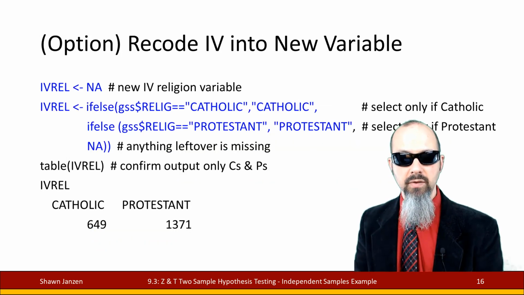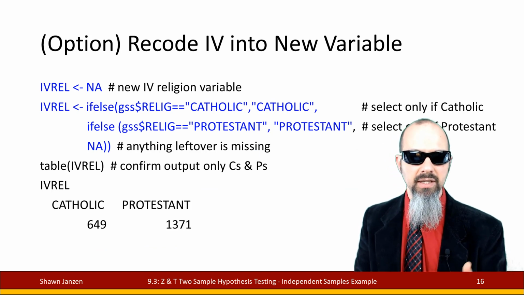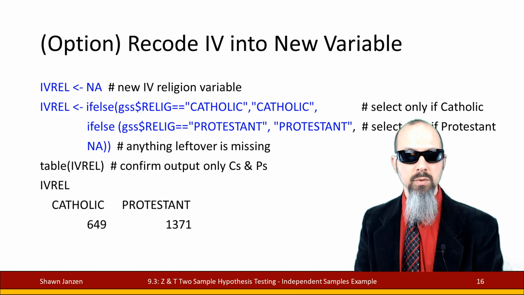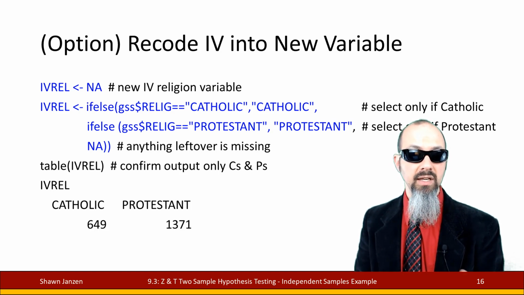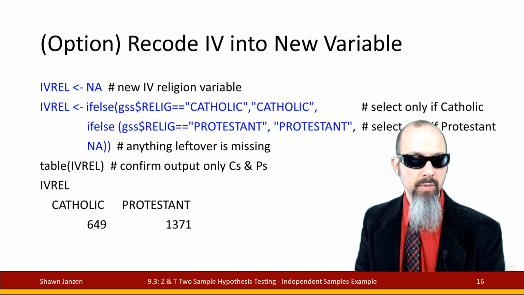Now, here's another version. If I don't want to go through so much of the big messy filtering and whatnot, I can also make another variable that just takes the 2 categories of religious interest, Catholic and Protestant, and I'm assigning them into a new value. So what I'm doing is I'm creating a new variable called ivrel, and in this version, I'm using an if-else, but there's all sorts of recode methods you could use.